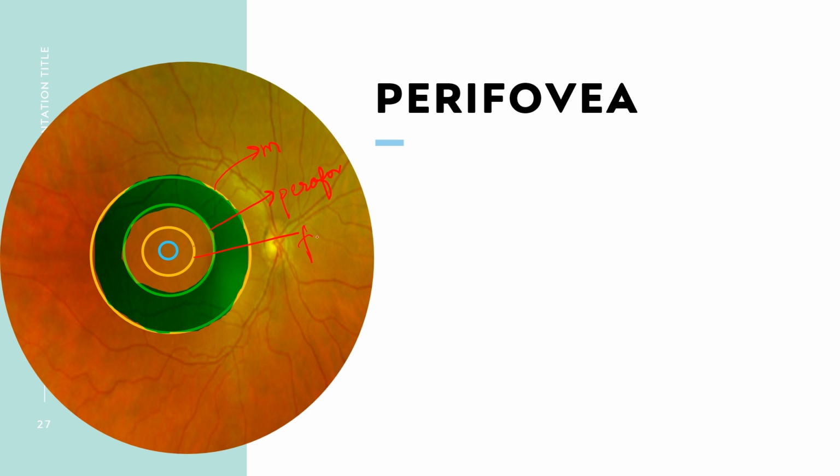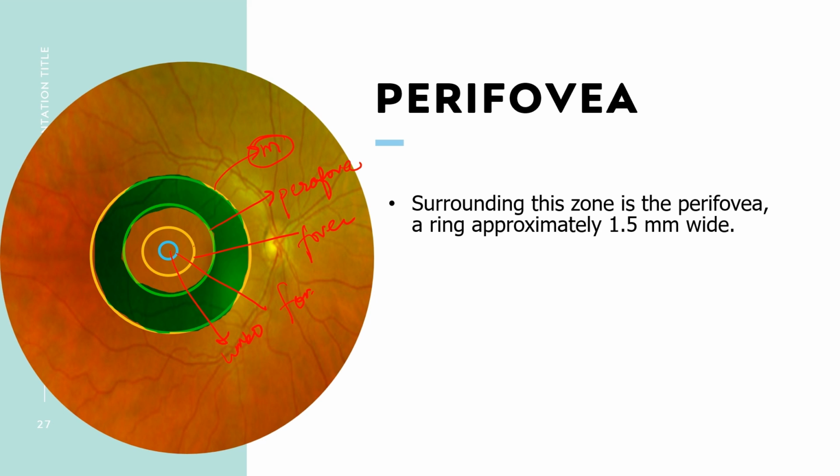This is the fovea. Then you have the foveola. And inside that you will have the umbo, right? Now the region outside the parafovea and the beginning of the macula, or the boundary of the macula, is known as the perifoveal region, right?